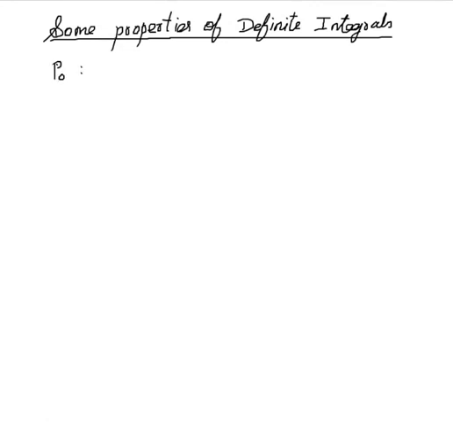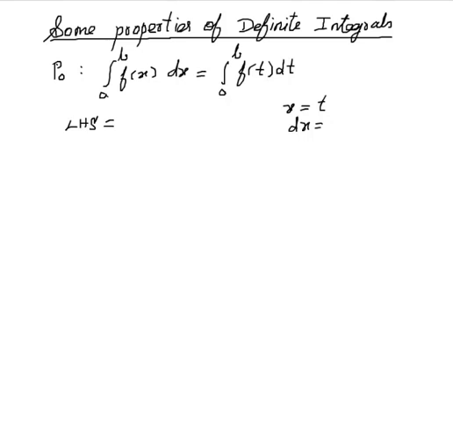The first property, integral a to b f of x dx is equal to integral f of t dt. This can be proved very easily by substituting x as t. Let us take x as t, so dx will be dt. The limits will be the same because x and t are equal. Therefore, the left hand side becomes integral a to b f of t dt.